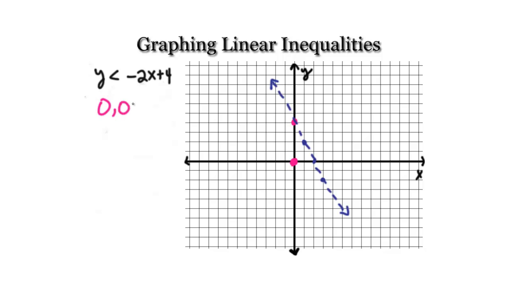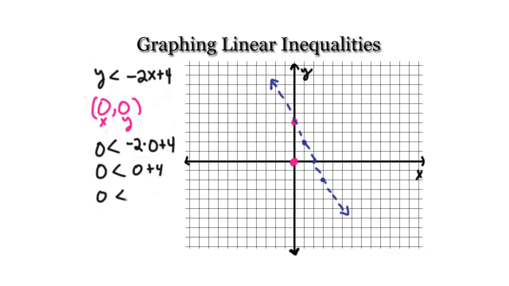Since I'm using 0, 0, x is 0, y is 0, so we plug it in. We get 0 is less than negative 2 times x, which is 0 also, plus the 4. So now this becomes 0 is less than 0 plus 4, and here we have 0 is less than 4. Now let's check this one here. Is 0 less than 4? Yes, that's true.